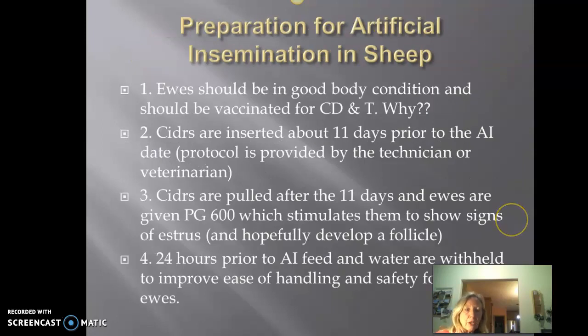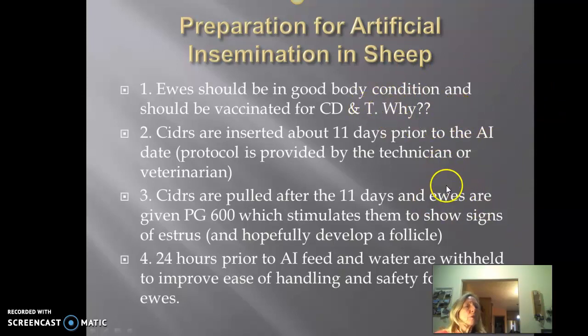So to get ewes ready for artificial insemination, which some of you may be thinking about doing, the ewes need to be in good body condition. We talked about that already. And they need to be vaccinated for CD&T. I would ask you why, and you would hopefully know that since it's going to be surgery, we're going to be cutting into the ewe's abdomen, creating an anaerobic site for bacteria to grow. We definitely want to vaccinate them for the T in CD&T, which would be tetanus.